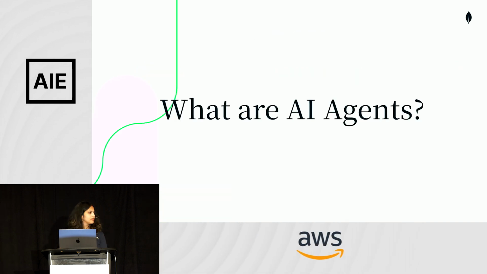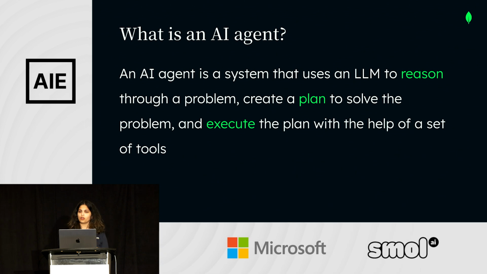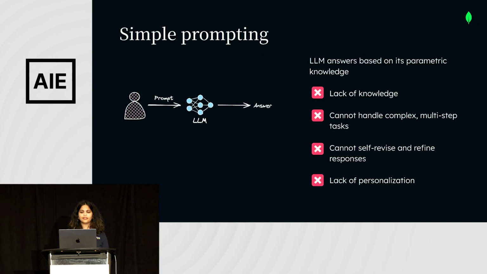So let's start with talking about what AI agents are. An AI agent is a system that uses a large language model, or LLM, to reason through a problem, create a plan to solve the problem, and also execute the plan with the help of a set of tools. Let's see how agents are different from other techniques for interacting with LLMs, because this will help us build an intuition for when to use agents.